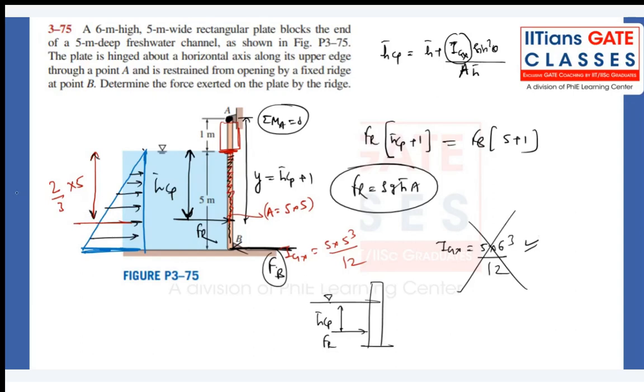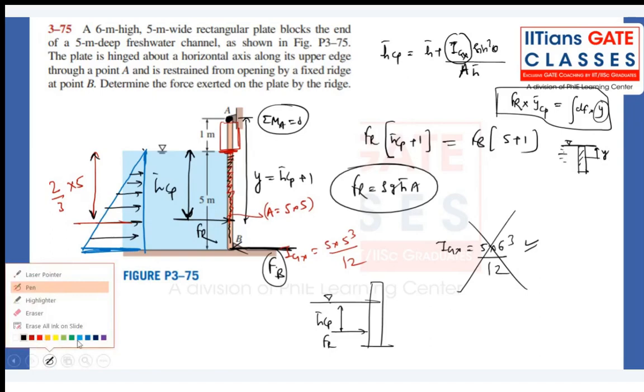Because in the calculation of something like this, we do Fr into y bar Cp, that is nothing but dF into y. And from here, when you try to put dy, we take y from a surface, everything from the free surface of the liquid, right? When you just go through the derivations, from the free surface only we have to do the calculations. Very good.